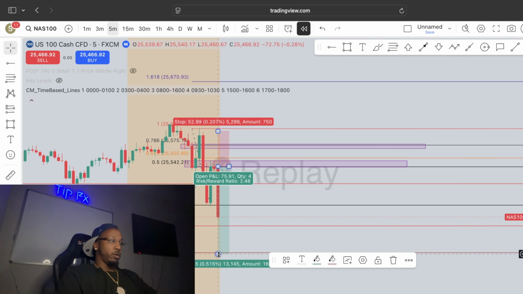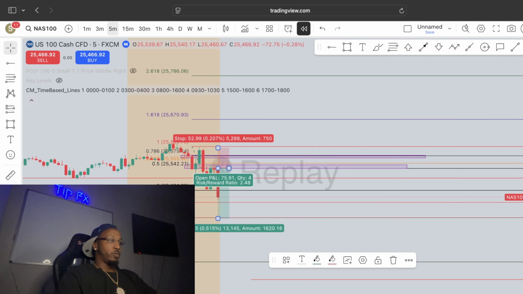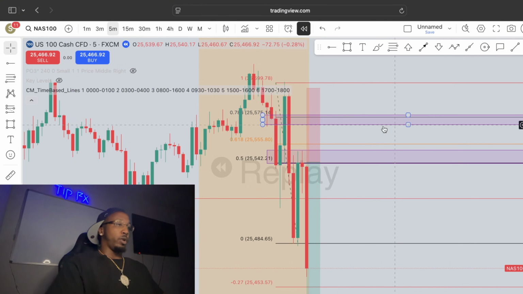Second take profit. You got your first take profit, second take profit, and then so on. Third take profit. So you got your take profit set. You got your stop loss set right behind this high. And you just let the trade play out, and then from there, you just wait.